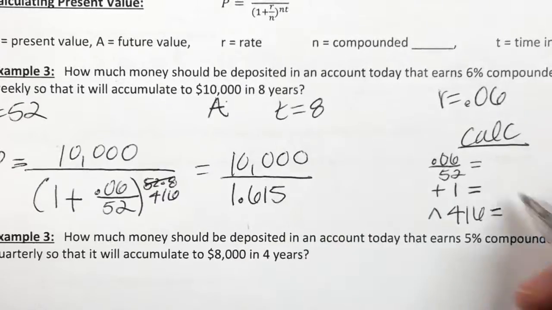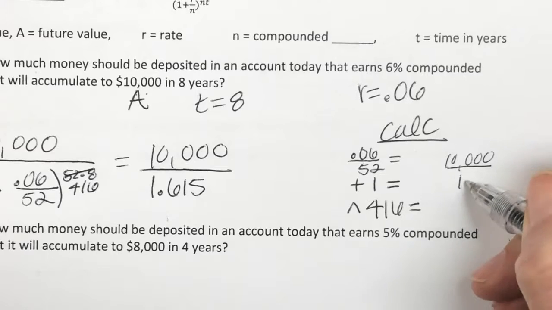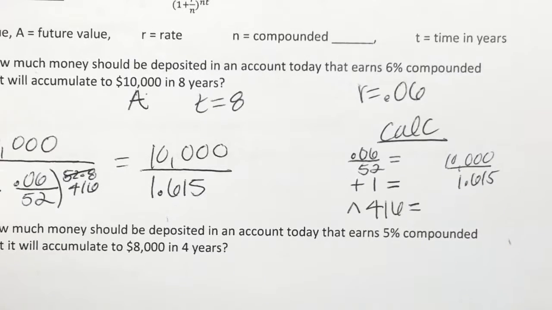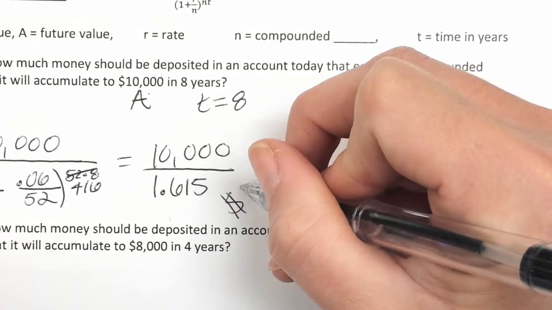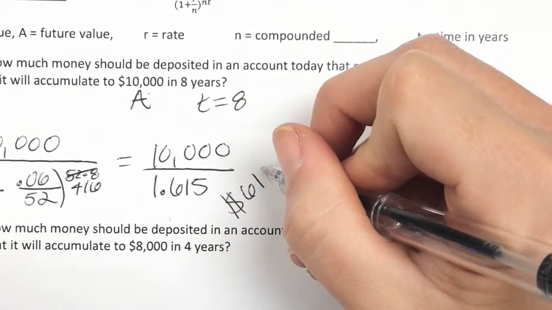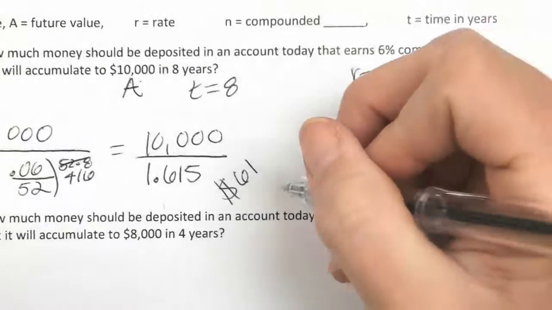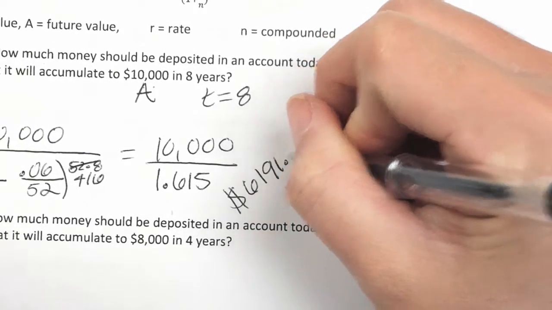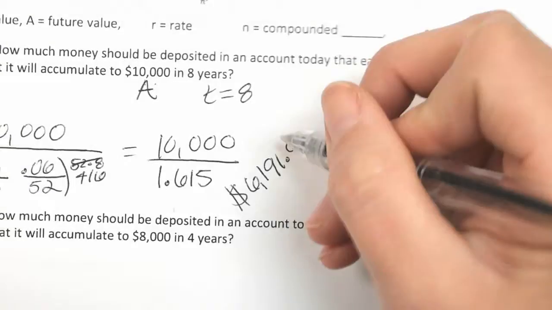So now just go ahead and type in your calculator, last thing, 10,000 divided by 1.615. And tell me what you get. 6,191.95. I got 6,691.95. Hold on. Oh, we forgot to round that, it's okay. You should have gotten $6,191.95. Did everybody get that? Okay.